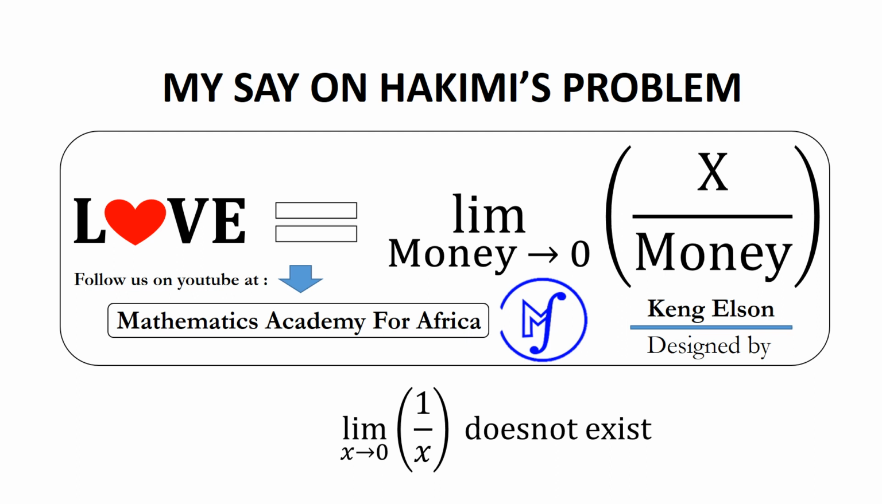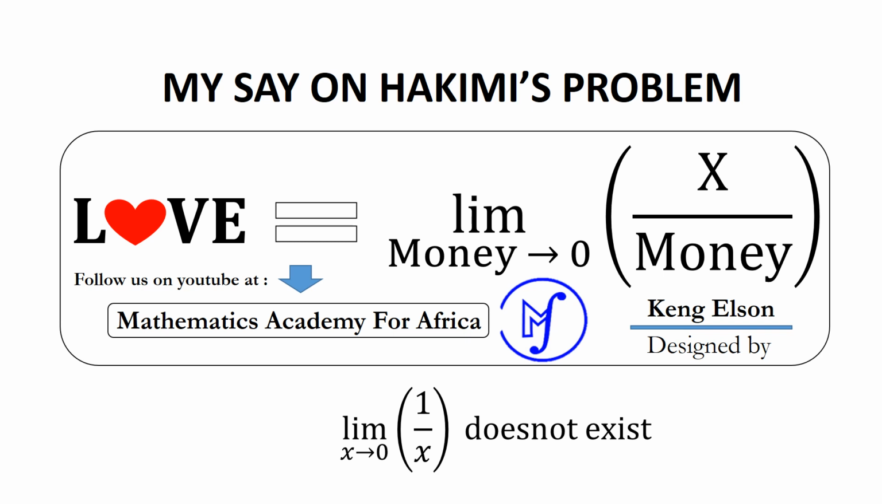Let us come back to what we have here: love is equal to the limit as money tends to 0 of x on money. The capital X in the numerator is simply something which is not a function of money. Maybe it could be intelligence, maybe it could be vision or whatsoever, but it should not be a function of money. So we can say that capital X is a constant with respect to the money variable. The limit as money tends to 0 of x on money will not exist, because the sided limits are different.